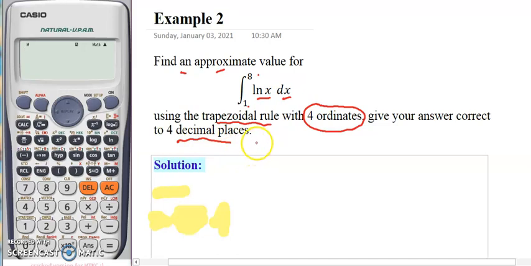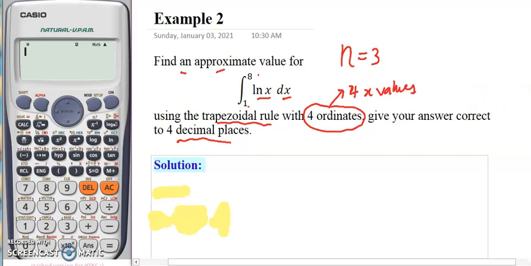4 decimal places. Based on this info, since they're asking for 4 ordinates, that means later in the table that we're going to construct for trapezoidal rules, we're going to have 4 x values, and this corresponds to using 3 strips of trapezium to do the calculation, which I refer to as n equals 3.